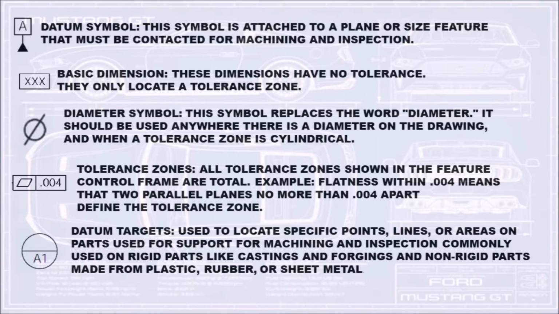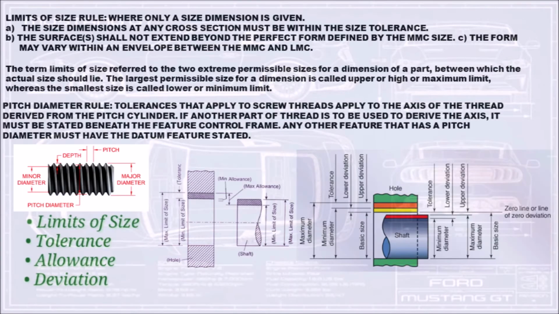Datum targets, used to locate specific points, lines, or areas on parts, used for support for machining and inspection. Commonly used on rigid parts like castings and forgings, and non-rigid parts made from plastic, rubber, or sheet metal. Limits of size rule, where only a size dimension is given. A. The size dimensions at any cross-section must be within the size tolerance. B. The surface shall not extend beyond the perfect form defined by the MMC size. C. The form may vary within an envelope between the MMC and LMC.